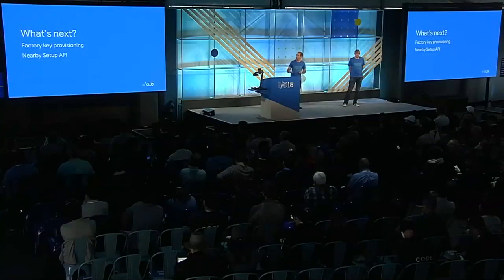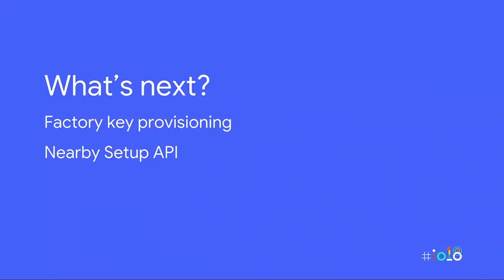So what's next? We have a factory key provisioning story coming soon. We're basically going to have a hardware device that's going to allow you to add keys onto Android Things devices. It's something you could do yourself or when they're being produced. And this is how this key is going to get onto the device.